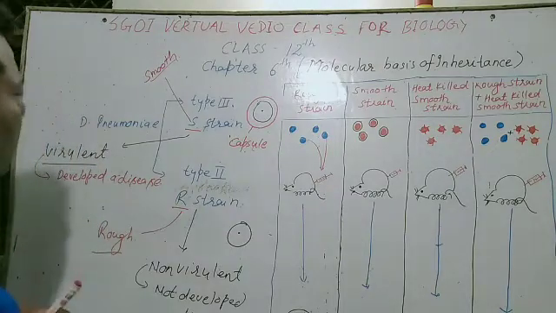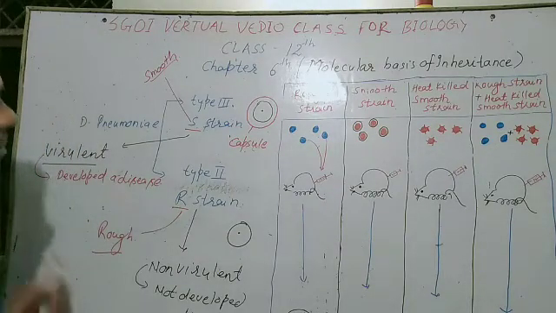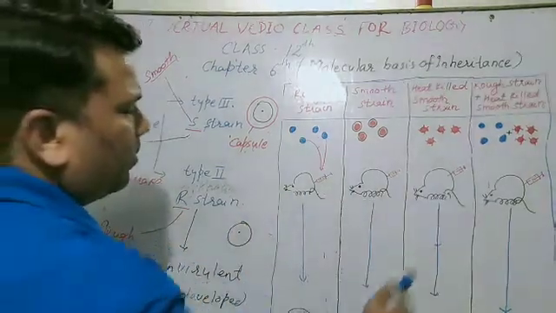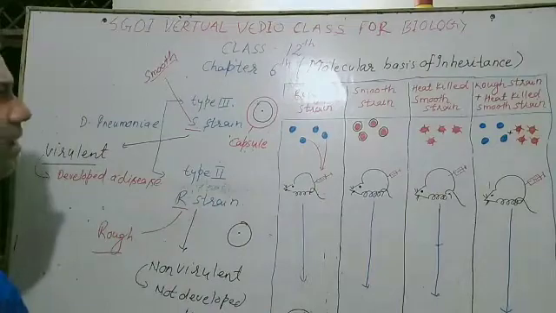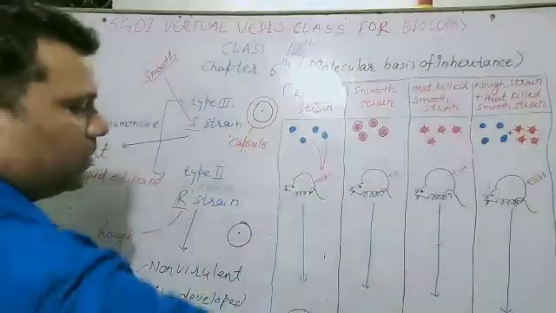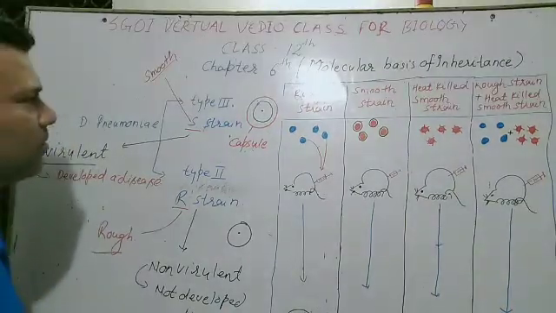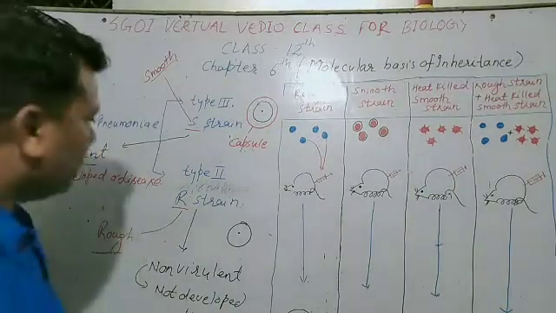These two strains are taken by Griffith to perform his experiment. This experiment is performed in 4 steps. Here I am drawing this diagram. This is a very important diagram to understand the concept of Griffith's experiment.